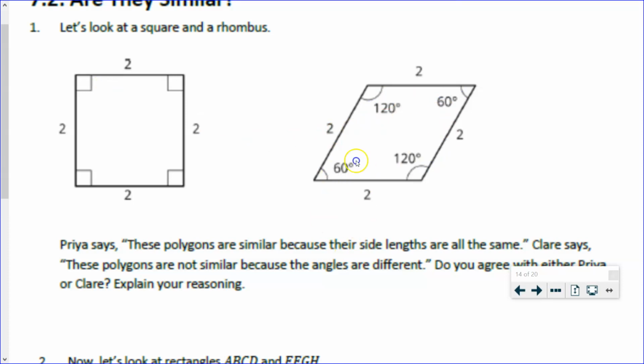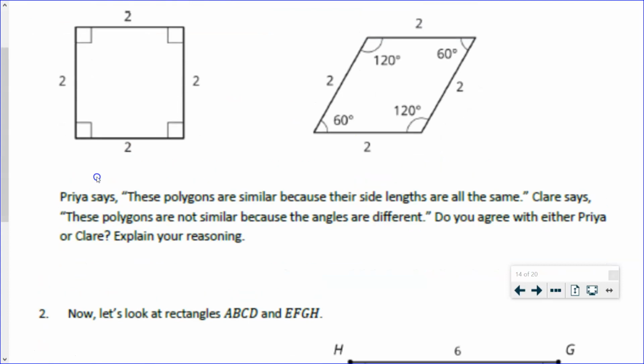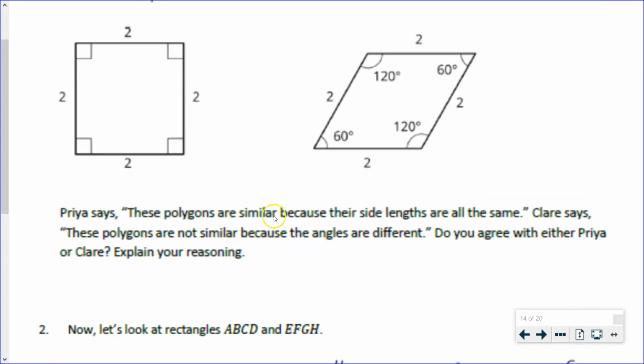Okay, 120 and 60. Priya says these polygons are similar because their side lengths all have the same length. Claire says these polygons are not similar because the angles are different. Notice that they're both saying basically true statements. Priya is saying they have the same lengths. Do they have the same lengths? Yeah. Claire is saying they have different angle measures. Do they have different angle measures? So yeah, you now need to determine, are they similar or not? So do you agree with Priya or Claire? Explain your reasoning. 60 seconds to discuss. Ready, set, go.